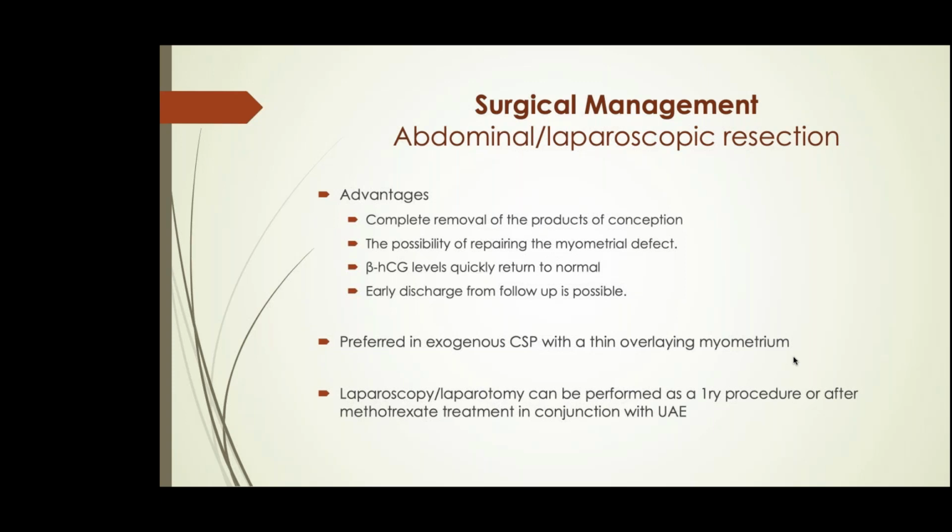It is preferred in the exogenic cesarean section scar pregnancy with a thin overlying myometrium, because the possibility of rupture of the exogenic scar pregnancy is there when it is bulging through the uterine serosa. So it is a good option to remove this scar pregnancy and repair the myometrial defect. Using laparoscopy or laparotomy, of course, will depend on the surgical experience of the operator.